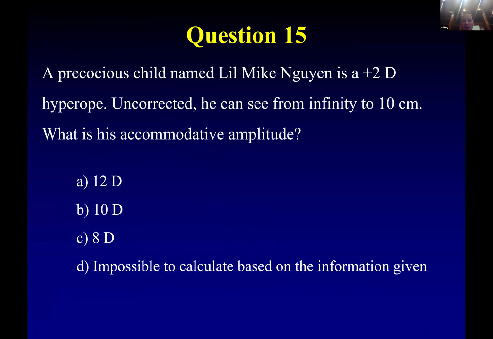Question 15. Precocious child named Little Mike Nguyen is a +2 diopter hyperope. Uncorrected, he can see from infinity to 10 centimeters. I want to know, what is his accommodative amplitude? It was like a 30-second question.